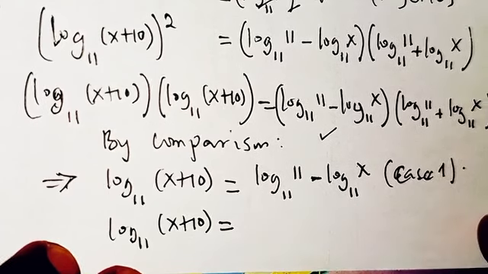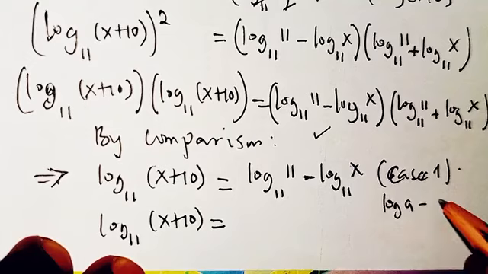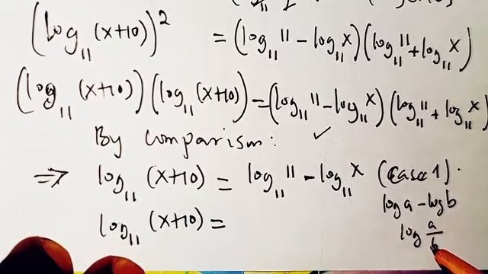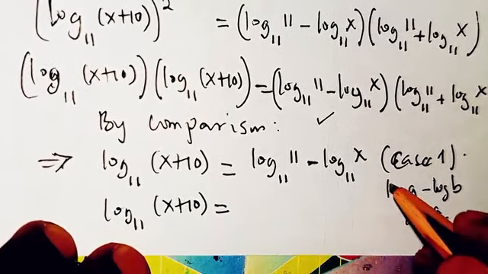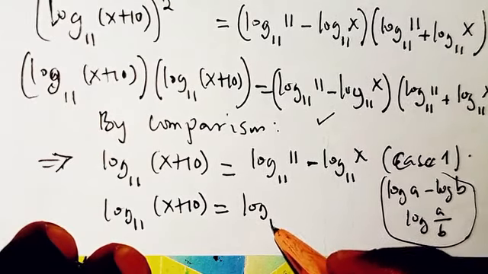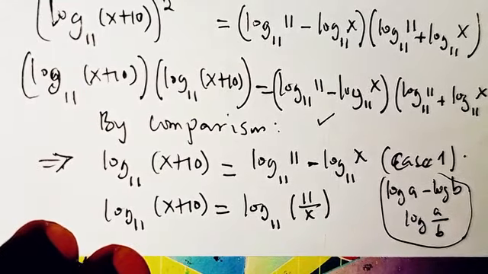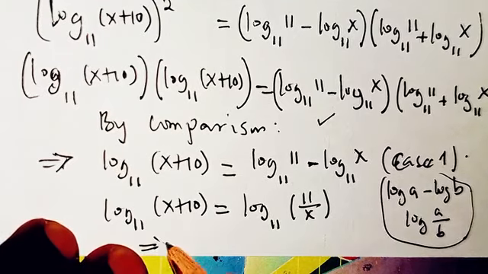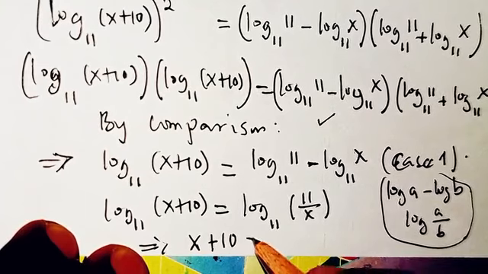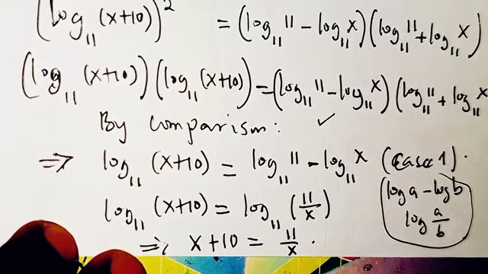Using the law of logarithm, when you have log a minus log b, this is going to be log a over b, right? So that's what I want to use there. This is going to be log 11 over x. Do you understand now? So which implies that x plus 10 will give us 11 over x, right?